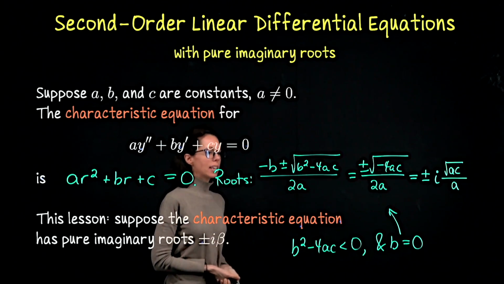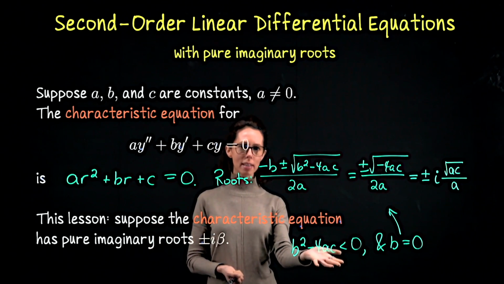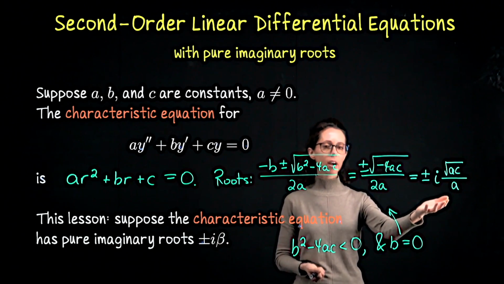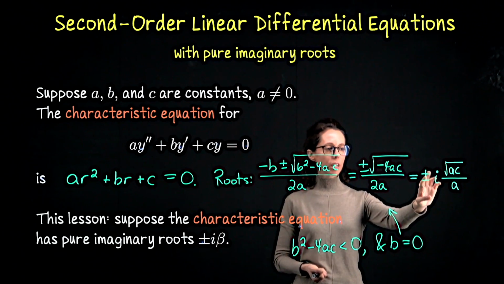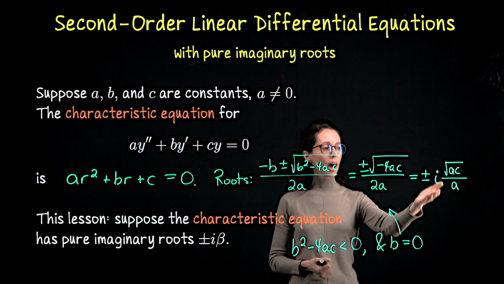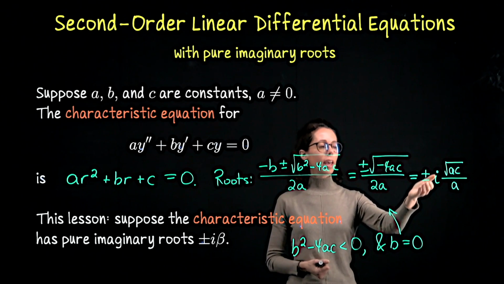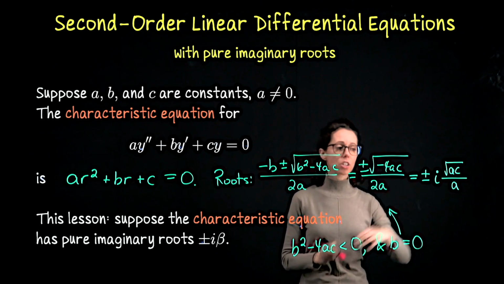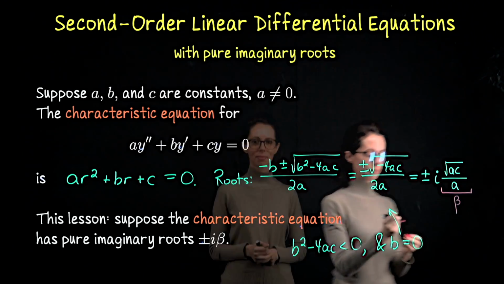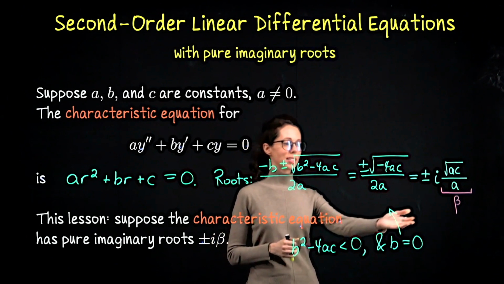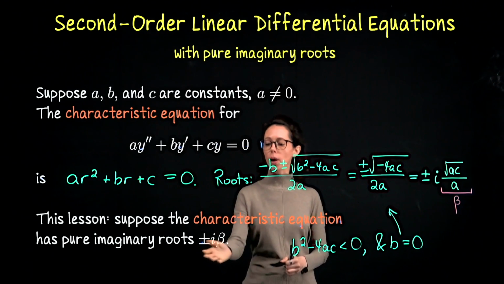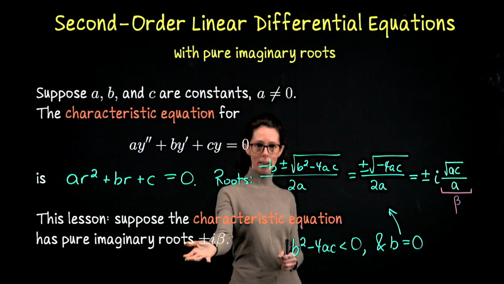What we are looking at in this situation, where the discriminant is negative and b is 0, is what is called a complex conjugate pair of imaginary roots. Complex conjugate means they just differ by a sign in front of the imaginary component. So we have i times this fraction and negative i times the same fraction. This number today we are going to call beta. Now that we've written this as beta, the roots in this situation have the form plus or minus i beta.